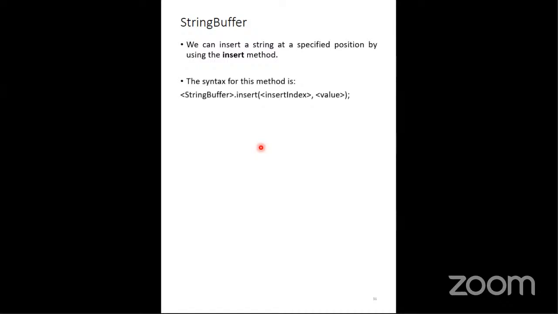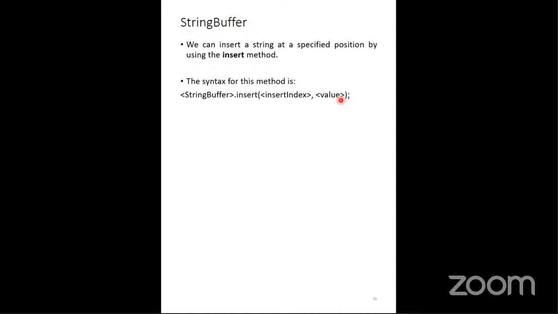Okay, fine. So we can insert a string at the specified position using the insert method. The syntax is as follows: string buffer object dot insert method. In the bracket, you specify the index and what you want to insert.